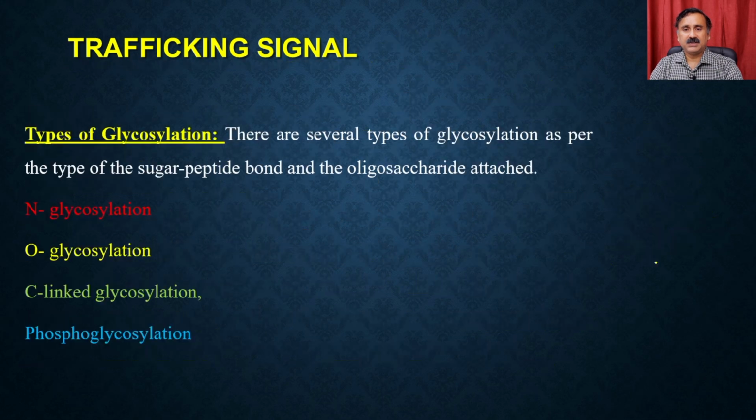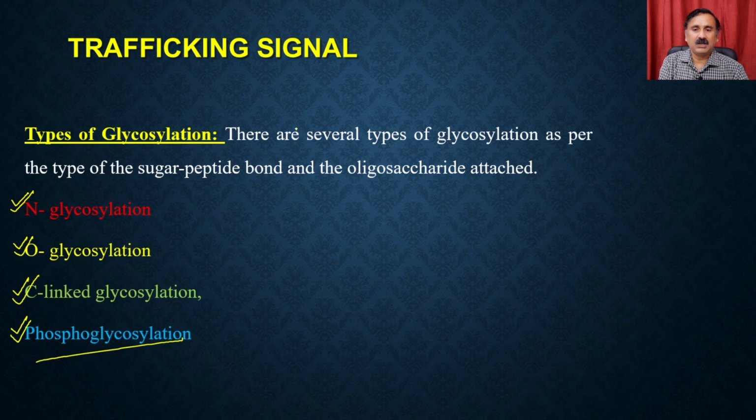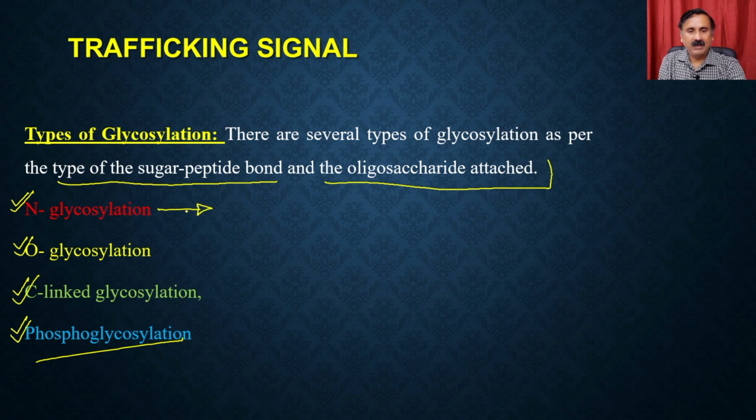As far as glycosylation is concerned, it can be of 4 different types. It can be N-linked glycosylation, O-linked glycosylation, C-linked glycosylation, and phosphoglycosylation. These types are distinguished by what type of sugar-peptide bond they share and what kind of oligosaccharides are attached. So based on this, glycosylation could be of 4 different types. Let's discuss the N-linked glycosylation.